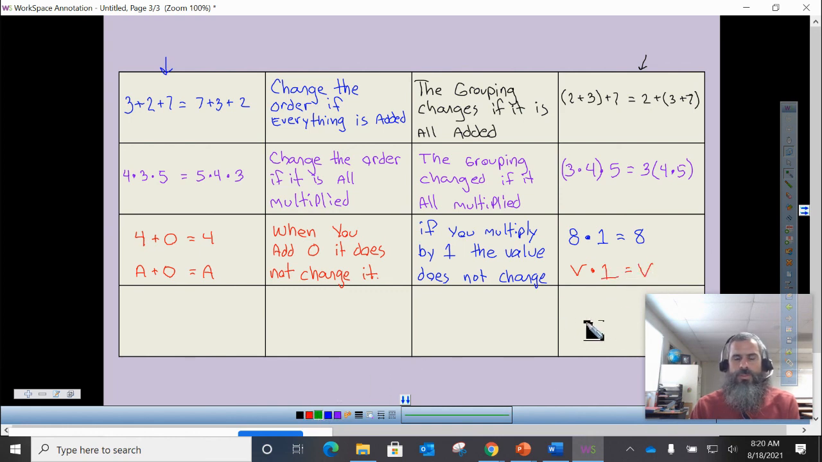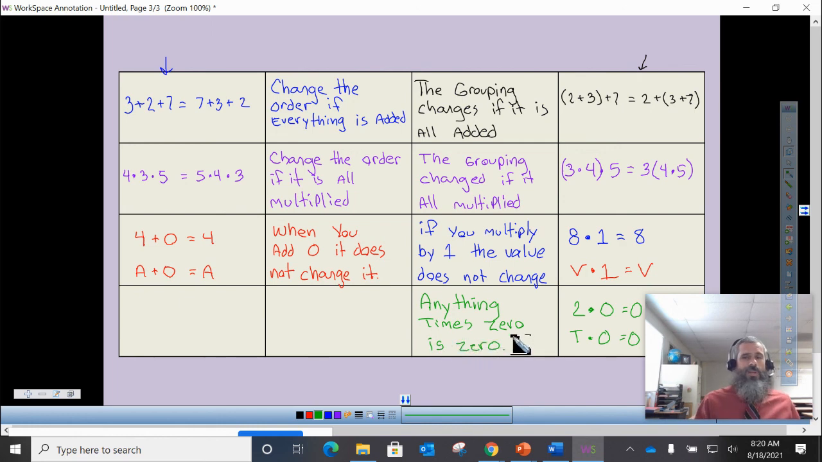The last one, the 0 property. Anything at all multiplied by 0 will always make 0. Variables included. Anything times 0 is 0. And there we go. There's our properties. We're going to add the distributive property later, but that's all we need for right now.